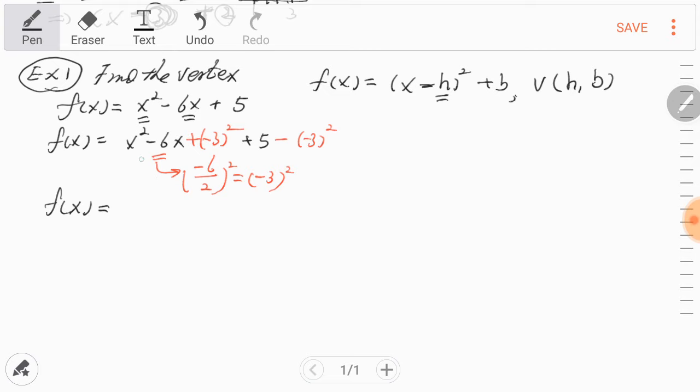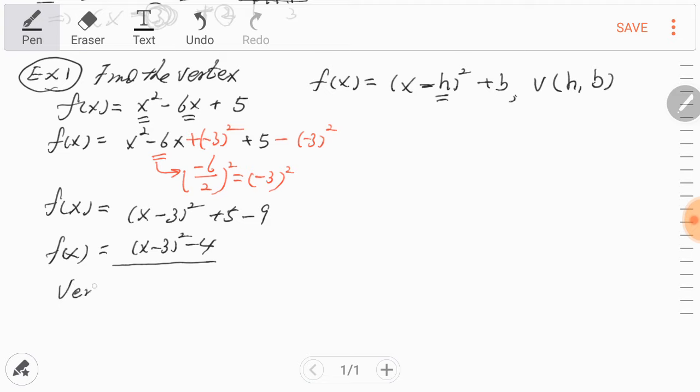So that is equal to, okay, the first three terms will make a perfect square. x minus 3 squared plus 5 minus negative 3 squared, which is 9. So finally, the function is x minus 3 squared minus 4. So we just rewrote the function in vertex form. Okay, vertex form. So what is the vertex? The vertex is 3 and 4. 3 and negative 4. Sorry, 3 and negative 4.